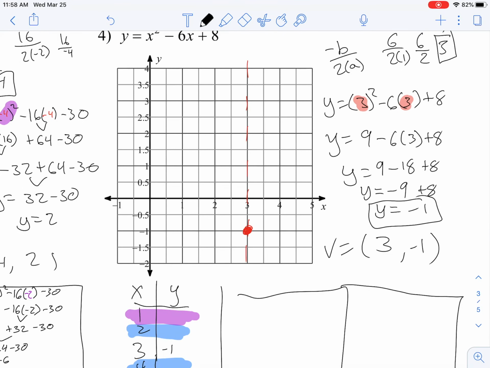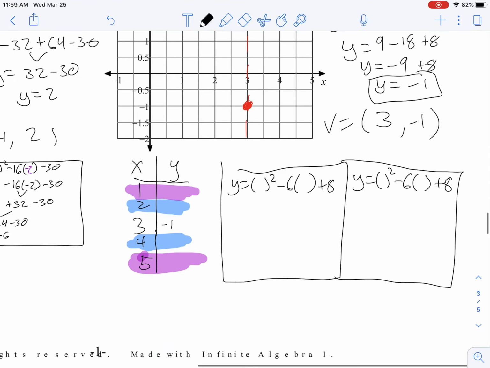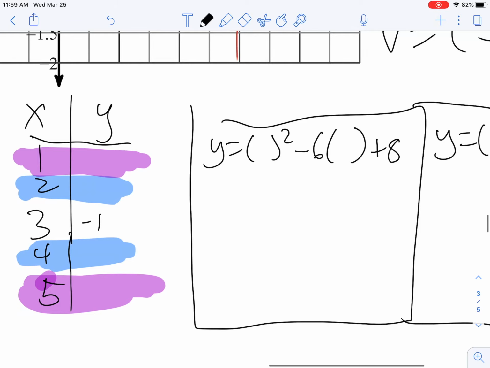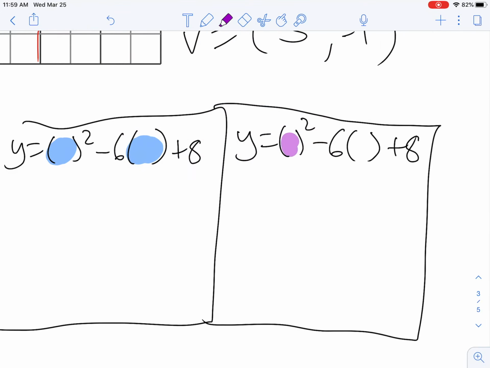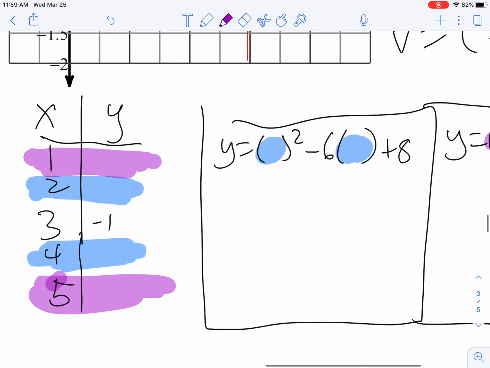So y equals some number squared minus 6 times some number plus 8. Same thing. And then we're plugging in. So I'm going to use, for my first one, my blues. For my second one, purples. And I'm not mixing and matching. So I can use either my 2 or my 4. I can either plug in a 2 or a 4. In this case, I'm going to use 2.